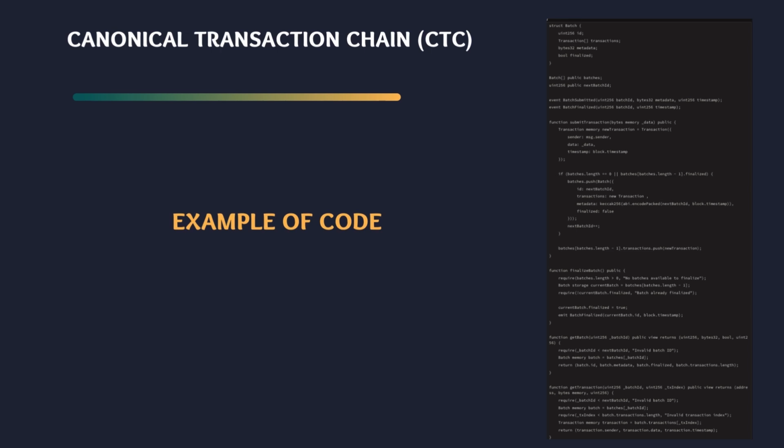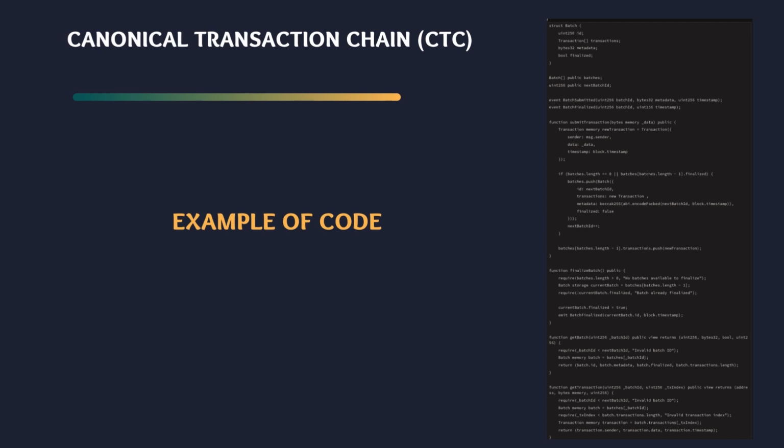Here, we have a contract named CanonicalTransactionChain. This contract is designed to handle the submission, batching, and finalization of transactions, mirroring the lifecycle we saw in the diagram. We start by defining two structures, Transaction and Batch. The Transaction structure holds individual transaction data, including the sender's address, the transaction data, and the timestamp. The Batch structure groups these transactions together and includes metadata and a finalized status.